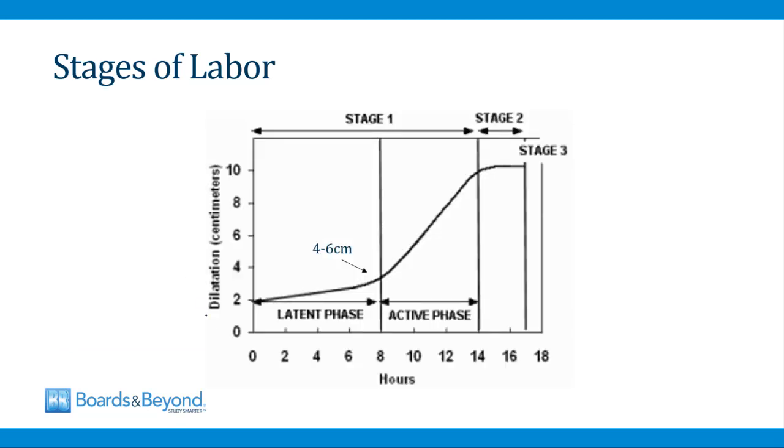Shown on this slide is a graph that you can find in many obstetrics textbooks. It shows dilation of the cervix in centimeters along the y-axis and hours along the x-axis. So stage 1 is the longest stage of labor, and the longest phase of stage 1 is the latent phase. That goes until the cervix is dilated 4 to 6 centimeters. The active phase of stage 1 is shorter than the latent phase, and that continues until the cervix is fully dilated at 10 centimeters. Then you have stage 2, which you may know is also called the pushing stage. This is when the woman is pushing the baby out. And then lastly, you have stage 3.